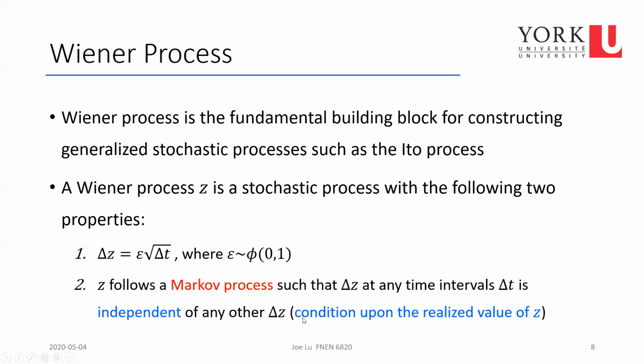This is what this blue text means: it's independent of any other delta Z, conditioned upon the realized value of Z. So the current realized value of Z is all you need to know to figure out what the distribution, in this case, of the future value is.